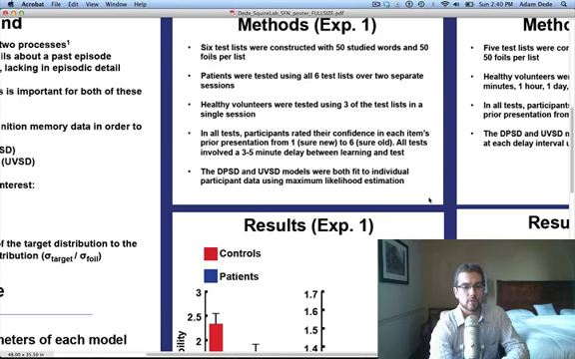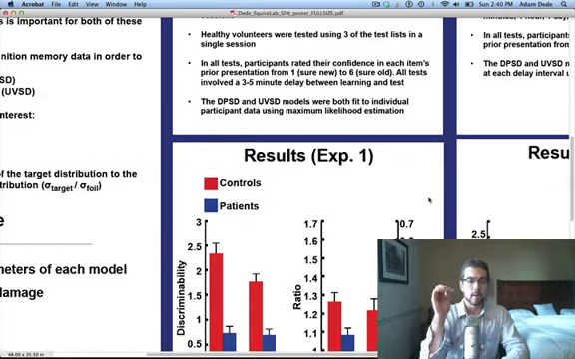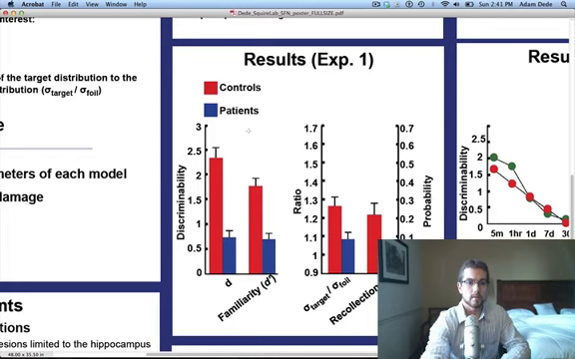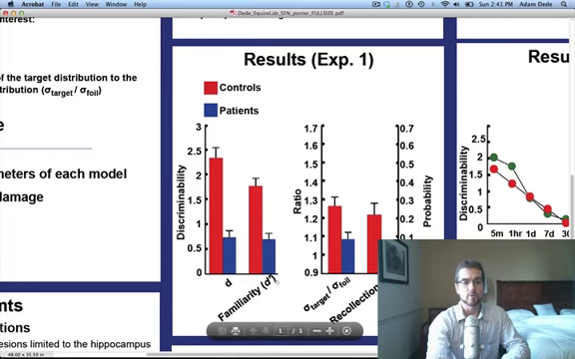And so now, on to the results. If you remember, there were 2 models, and each model yielded 2 parameters of interest. So first we're going to look just over on the left side of this figure, just looking at the discriminability scores from both the patients and the controls. Controls here are shown in red and patients are shown in blue. And we can see that the discriminability scores from both models, D from the UVSD model, unequal variance signal detection model, and familiarity from the DPSD model, both of these were reduced.